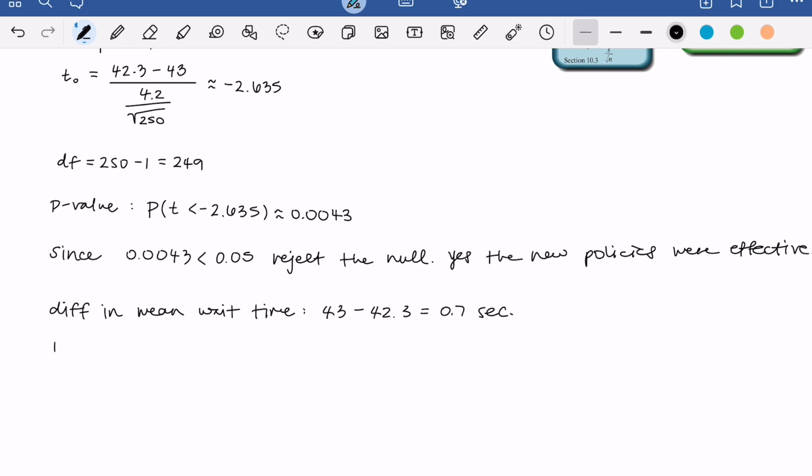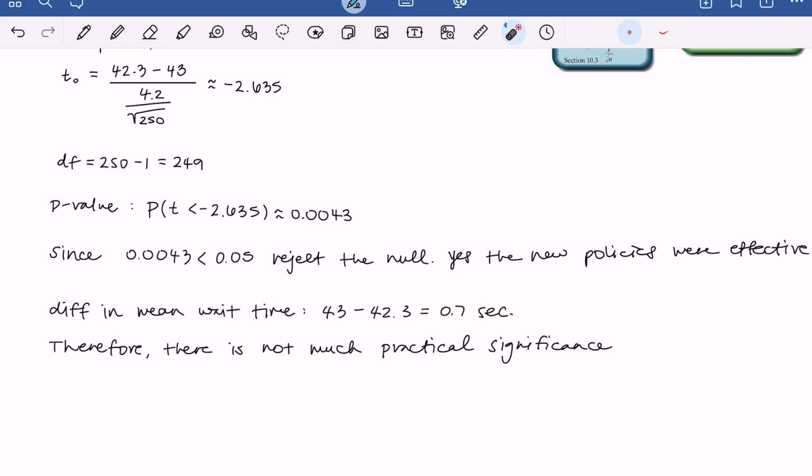So we'll say, therefore, there's not much practical significance since this difference is just 0.7 seconds. Customers are really just waiting 0.7 seconds less.